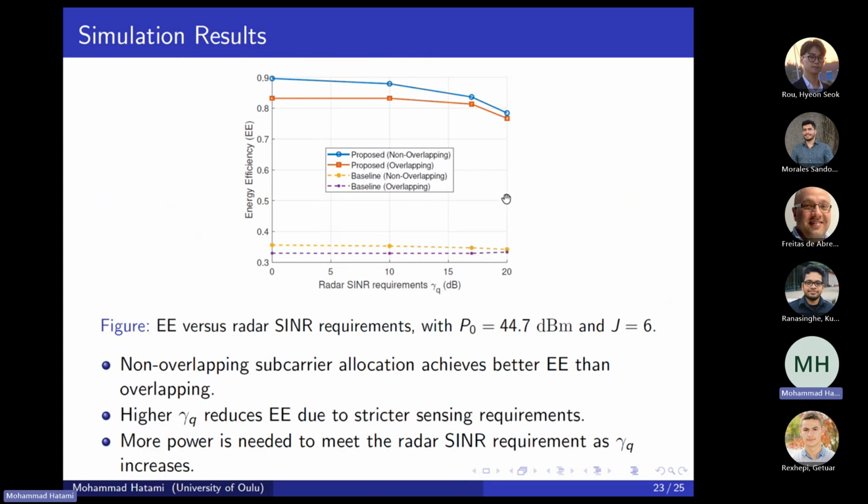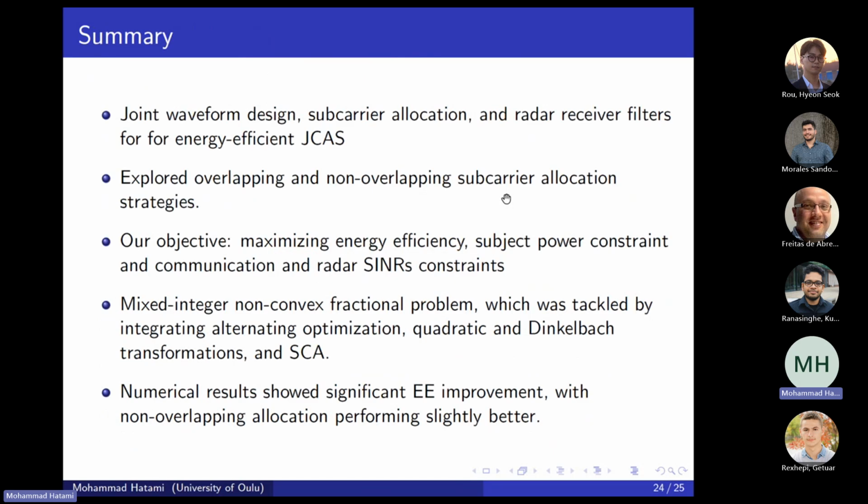To summarize, in this work, we have considered joint waveform design, subcarrier allocation, and radar receiver filter for energy efficient joint communications and sensing. And we have considered two overlapping and non-overlapping subcarrier allocation strategies. And we aimed at maximizing the energy efficiency subject to power constraints and communication and radar SINR constraints. And the problem was mixed integer non-convex fractional programming, in which we have used alternating optimizations with quadratic and Dinkelbach transformations along with SCA to find a solution.